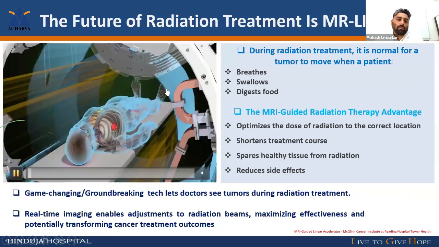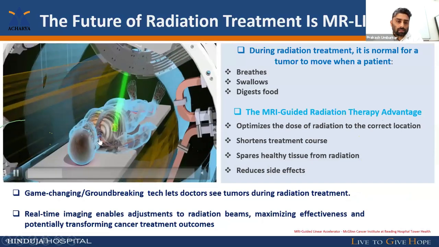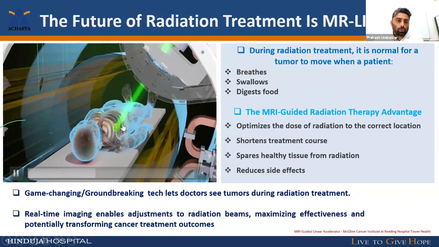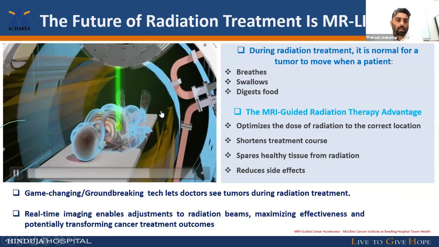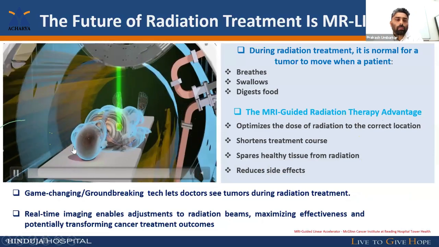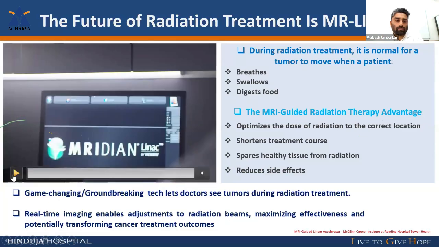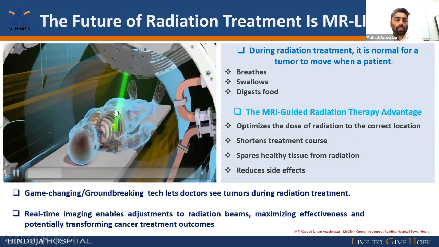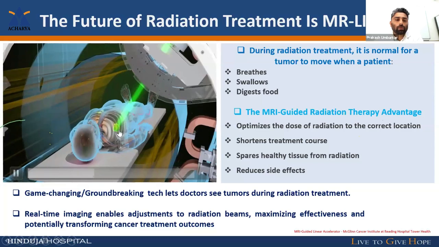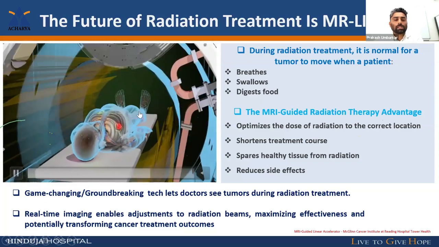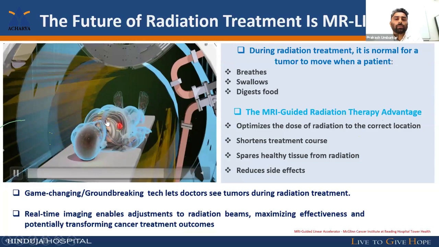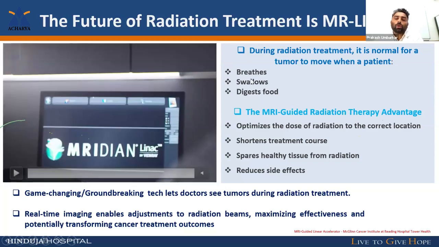So look at these images. The patient lies down in the MR scan. This is the tumor. The machine rotates around it and treats the patient according to the breathing pattern. So we do not give extra dose to any organ or any particular area of the patient. This is the beauty of the MR Linac in radiotherapy.